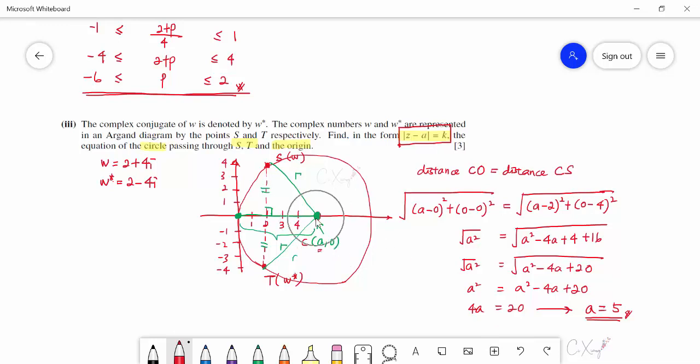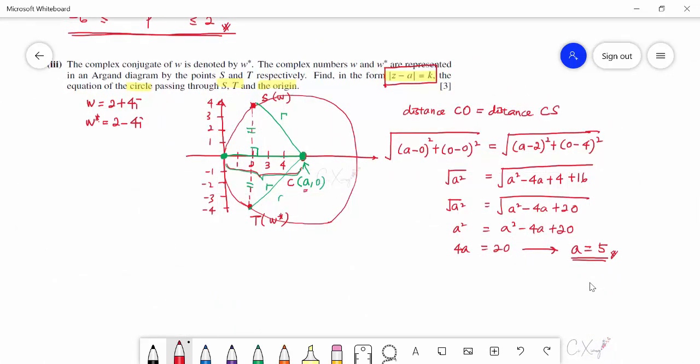So from here, you know that this value is actually 5. So the center is (5, 0). And what is the radius? You can see that the radius is also 5 units because from C to the origin is the radius. So r is also equal to a, which is also equal to 5. So you already know that the center is (5, 0), and the radius is also equal to 5 units.